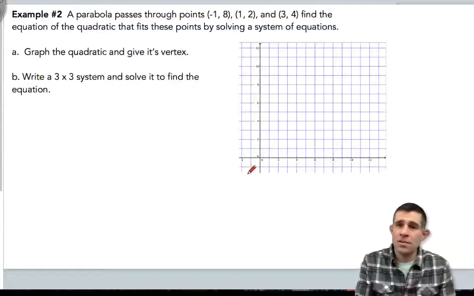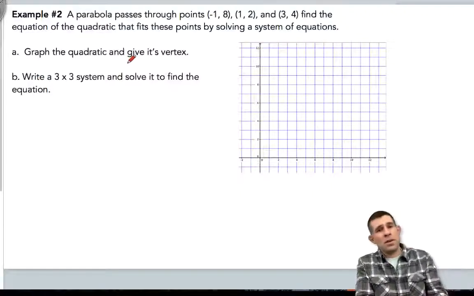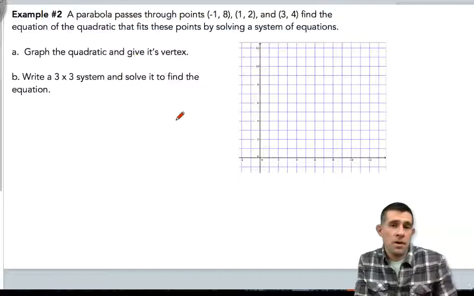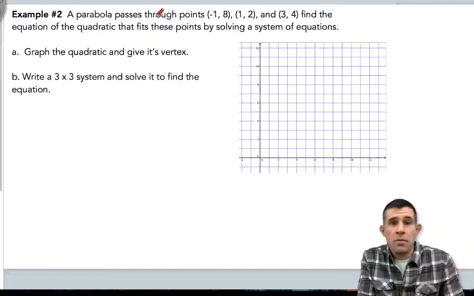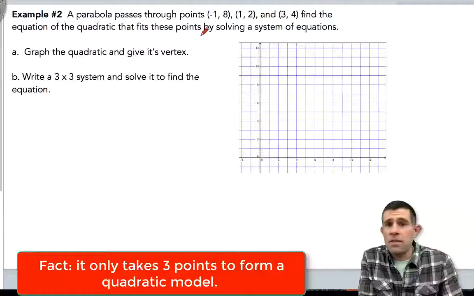All right, let's move on to example 2. Now, here's a way that we can calculate our regression model by hand. It says a parabola passes through the points (-1, 8), (1, 2), and (3, 4). Find the equation of the quadratic that fits these points by solving a system of equations.